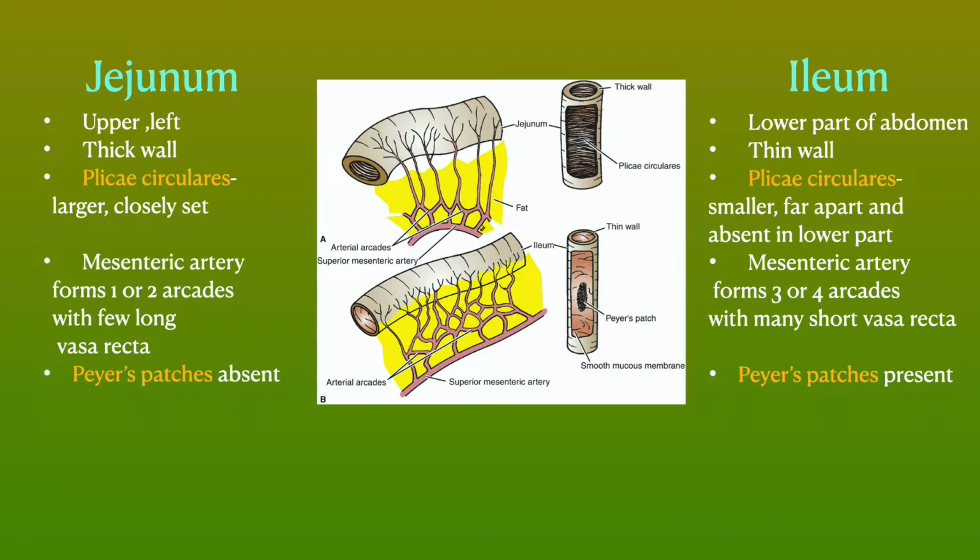The mesenteric artery forms 1 to 2 arcades with few long vasa recta in the jejunum, while in the ileum it forms 3 or 4 or even more arcades with short vasa recta. Peyer's patches are present only in the ileum.